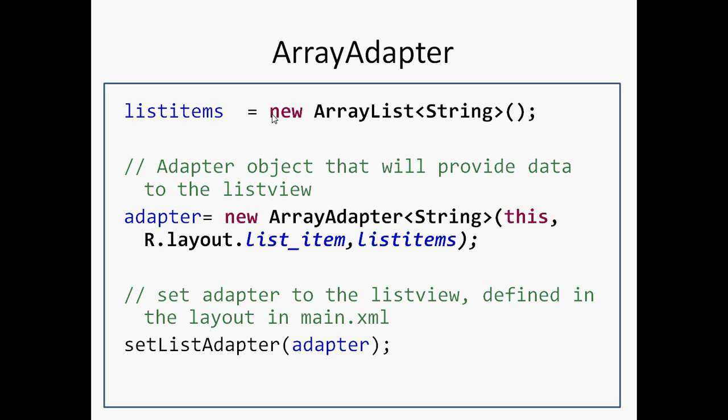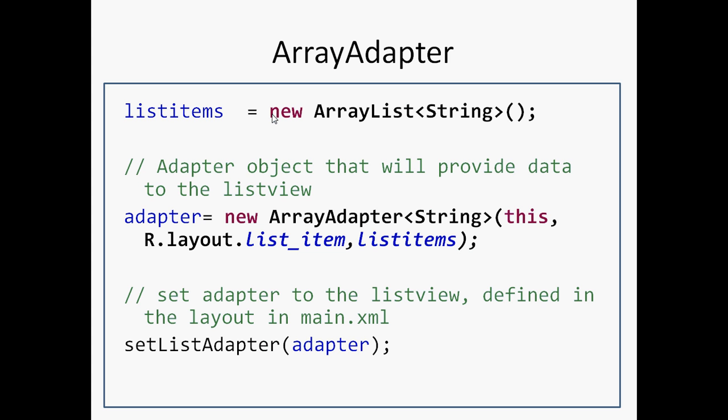So this is the programming stuff of array, how to implement an array adapter. Here you can observe that list items is of type array list object, and this is a null object. It will be returned by the array list constructor of type string, and here array adapter is a class that is going to define the adapter of type array that will be set to the list view.